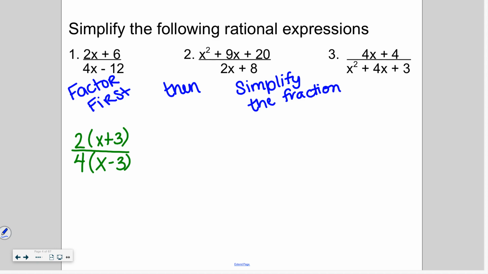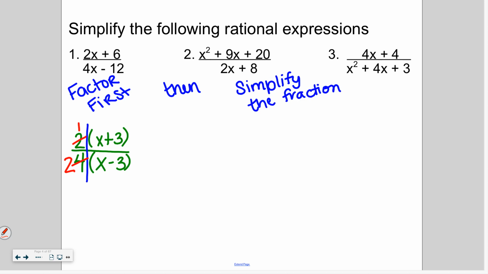So when I'm looking at this, I'm going to take and look at these in sections. Okay, so I have the 2 and the 4. The 2 and the 4 can actually simplify. This becomes 1, this becomes 2. Because 2 goes into both of those.